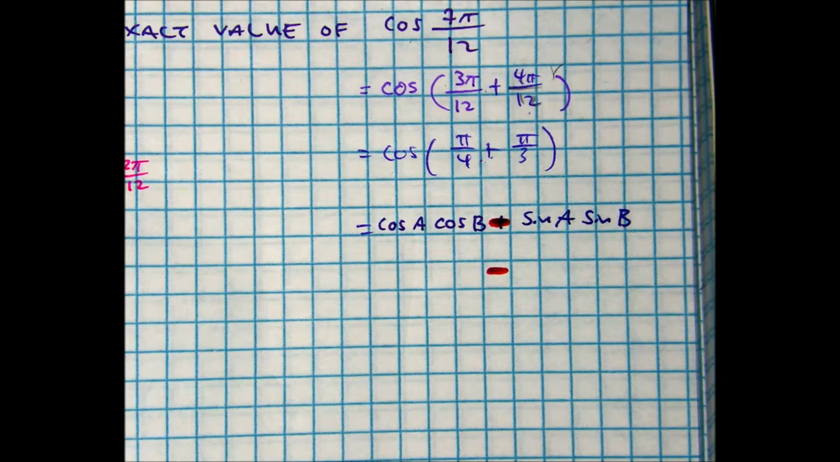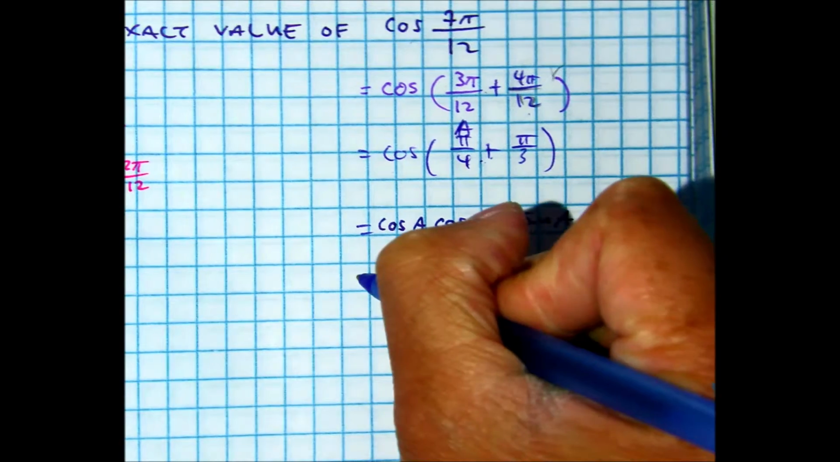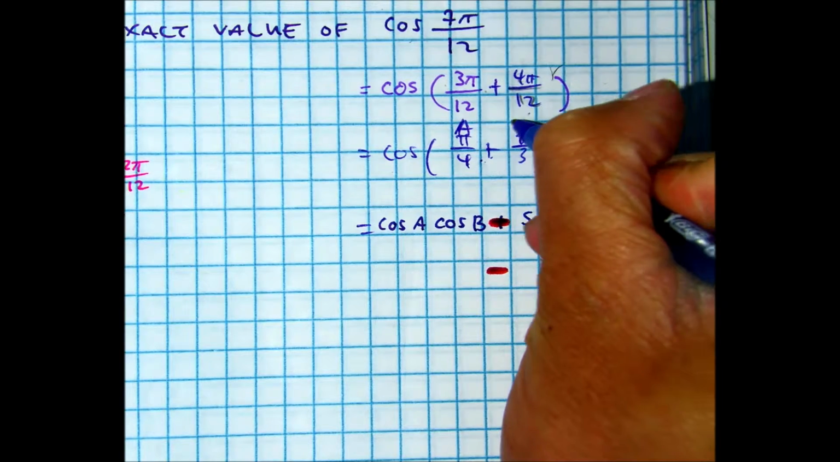Actually, you guys will finish the rest. You guys have 2 minutes. Ready to go? What is your A value? Okay. A value is pi over 4. And your B value? Pi over 3.